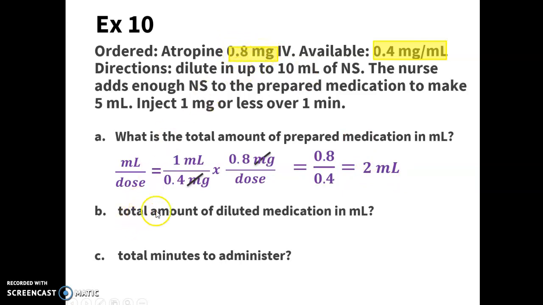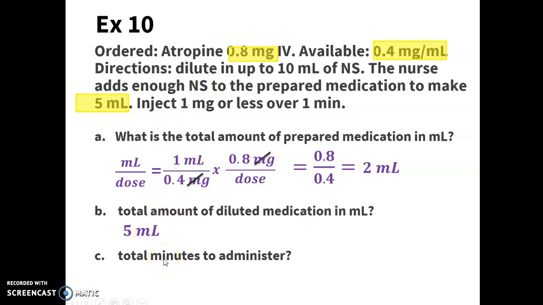Now, part B, what is the total amount of diluted medication in milliliters? Remember we said that the nurse adds enough normal saline to the prepared medication in order to make 5 milliliters. That is our answer for part B: 5 milliliters. So of that 5 milliliters, 2 milliliters is medication. The other 3 is normal saline. Does that make sense? 2 is medication, 3 is normal saline, for a total of 5.